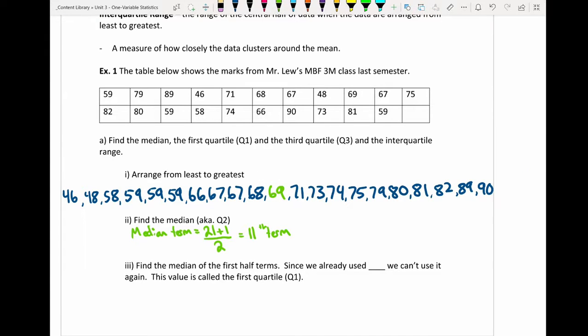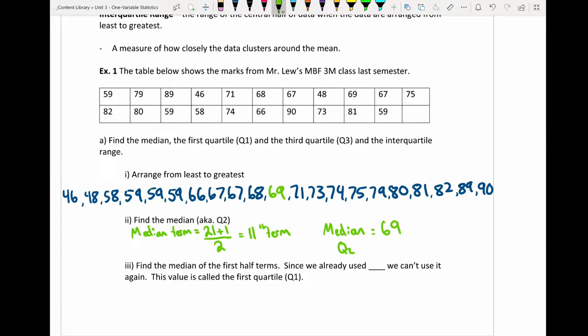And if you're unsure about that, or if you don't quite remember the quick way to do it, again, count to the middle, and you should find that when you go 1, 2, 3, 4, 5, 6, 7, 8, 9, 10, 11, if I go the other way, 1, 2, 3, 4, 5, 6, 7, 8, 9, 10, 11, I end up with 69 in the middle. So that means my median, or Q2, is 69.